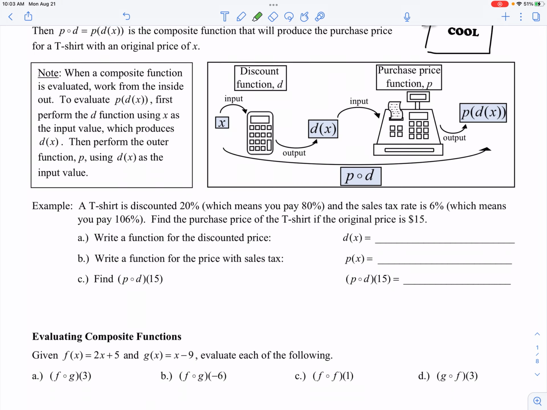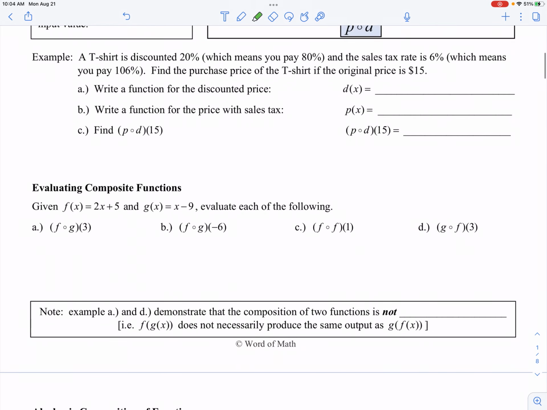So we're going to be plugging some value of x, which is the original price of the shirt, to get the discounted price, and then we use our discounted price plus our sales tax to get our total price of the item. So we're talking about this t-shirt here. It's discounted at 20%, which means we pay 80%. Sales tax rate is 6%, so we pay 106% of that shirt. We're going to find the purchase price of the t-shirt if the original price is $15.